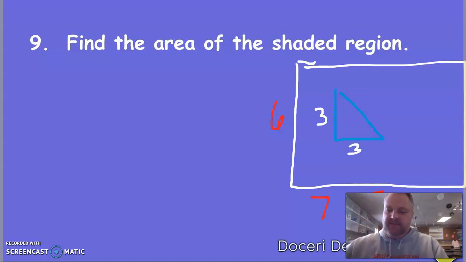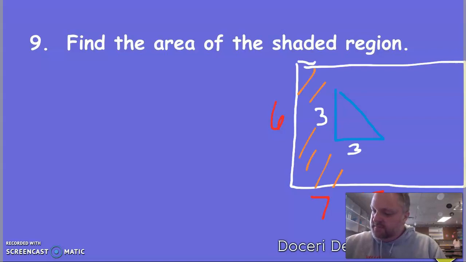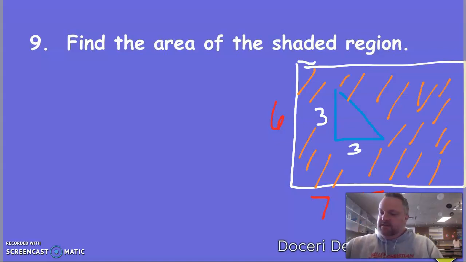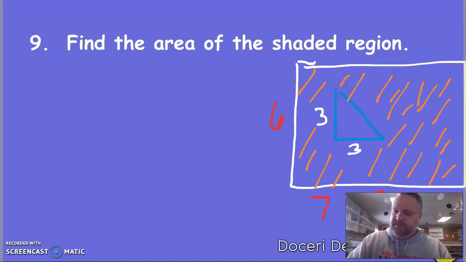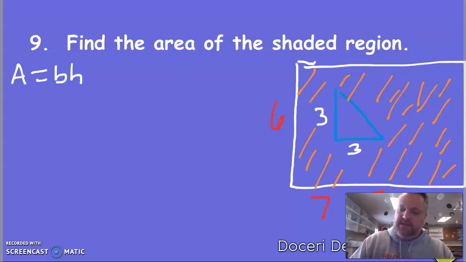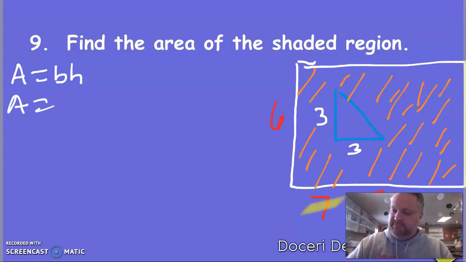Okay, so if I have this and I want to find the area of the shaded region, let me shade in so you know what is the shaded region. So I want to know how much of this rectangle is left that does not include the triangle. Okay, so let's find the area of the rectangle first. So the area of the rectangle is base times height. The base is 7. The height is 6. So the area of the rectangle is 42.